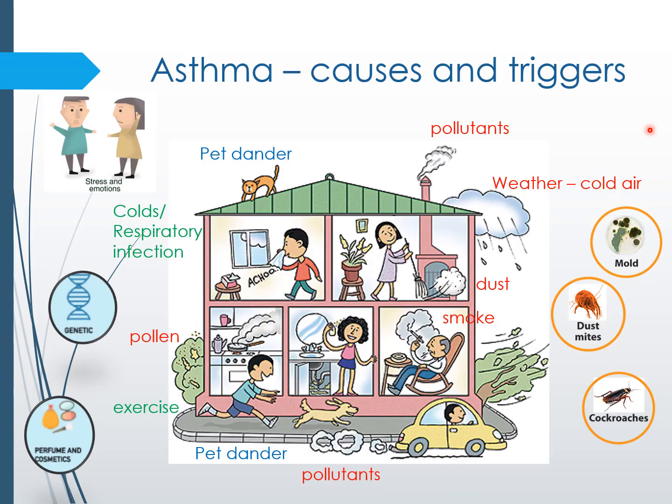What causes and triggers asthma? There are different causes and triggers, ranging from pet dander from cats and dogs, to house dust mites, cockroaches, pollutants, and pollen. In some individuals, stress, emotions, and exercise also trigger asthma.